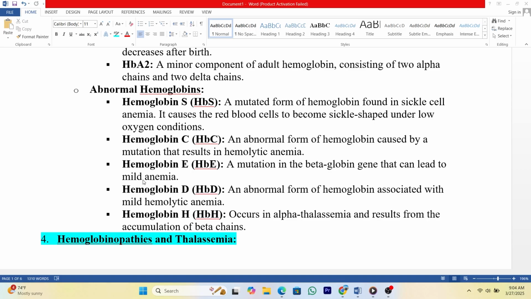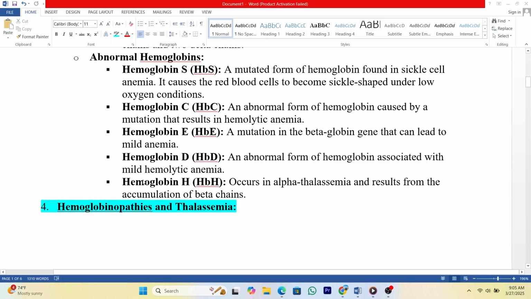Hemoglobin E. HbE, a mutation in the beta-globin gene that can lead to mild anemia. Hemoglobin D. HbD, an abnormal form of hemoglobin associated with mild hemolytic anemia. Hemoglobin H. HbH occurs in alpha thalassemia and results from the accumulation of beta chains.